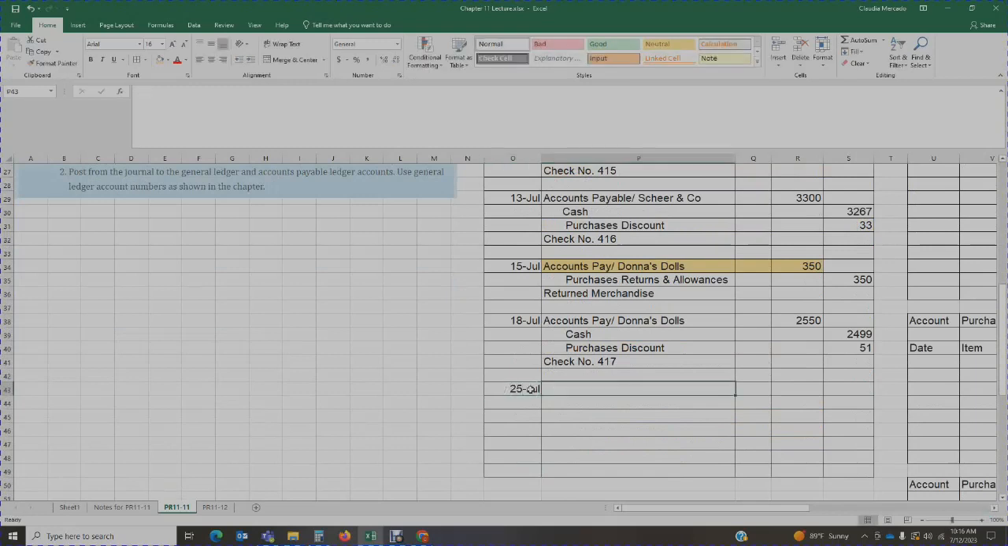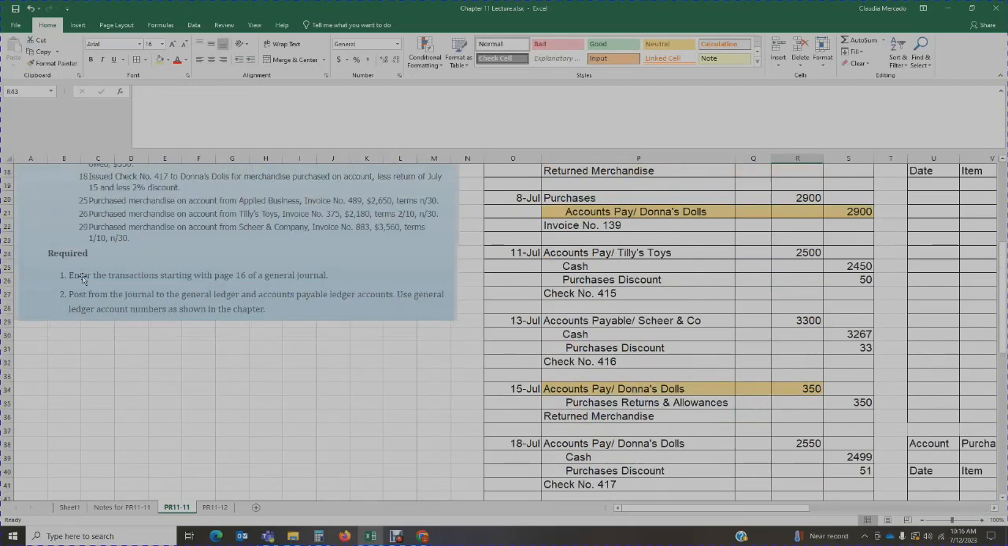So what happened? We made a purchase, so we're going to debit purchases. How do we pay? On account. So we're going to go ahead and we're going to credit our accounts payable, and this is for Applied Business. And the amount of the purchase is, let me see, on the 25th, 2650.